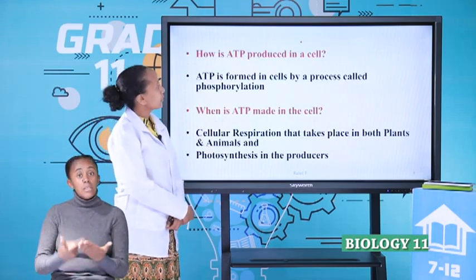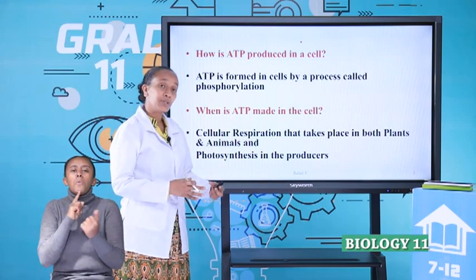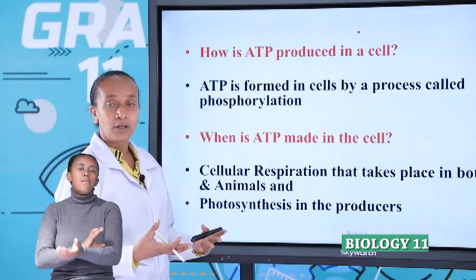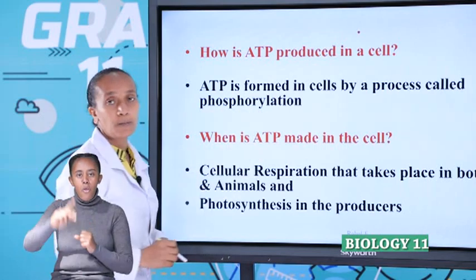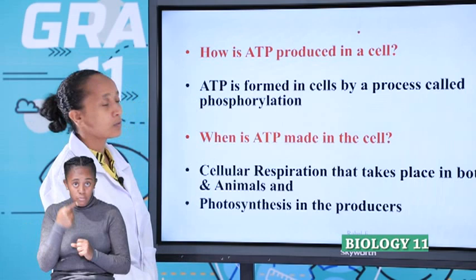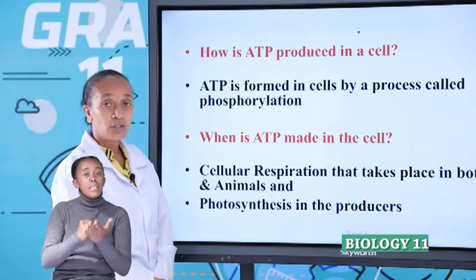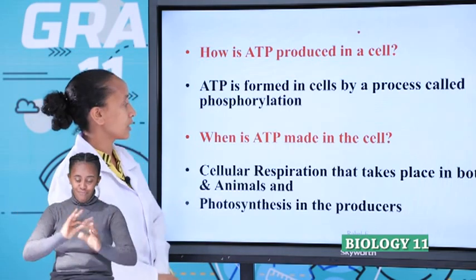In this part, we are going to see how ATP is produced in the cell. If ATP is such an important molecule, how do cells produce ATP? It is simply by a process known as phosphorylation. ATP is produced by the process known as phosphorylation. Phosphorylation means the addition of phosphate to a molecule or to a substrate.